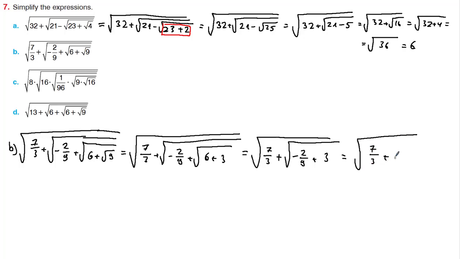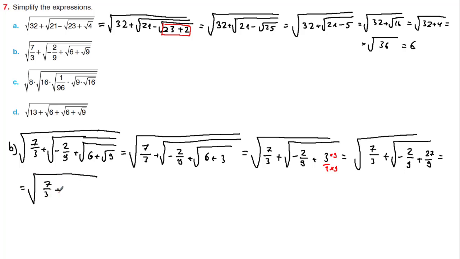7 over 3 plus square root of negative 2 over 9 here. 2 over 9 plus, instead of writing this just like 3, we can add the denominator 1, but we will have to make a common denominator, so multiply by 9 here and here, so enlarge this fraction by 9. That makes it 27 over 9. Let's continue.